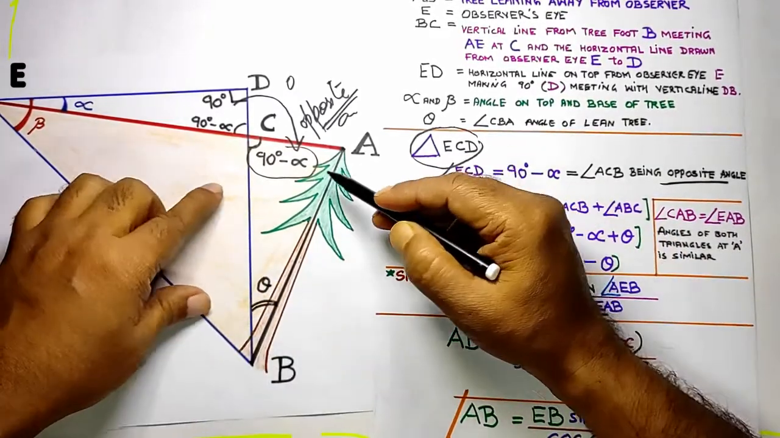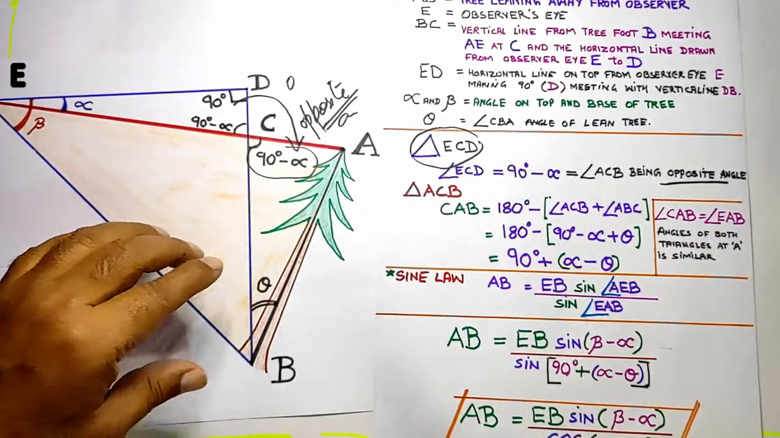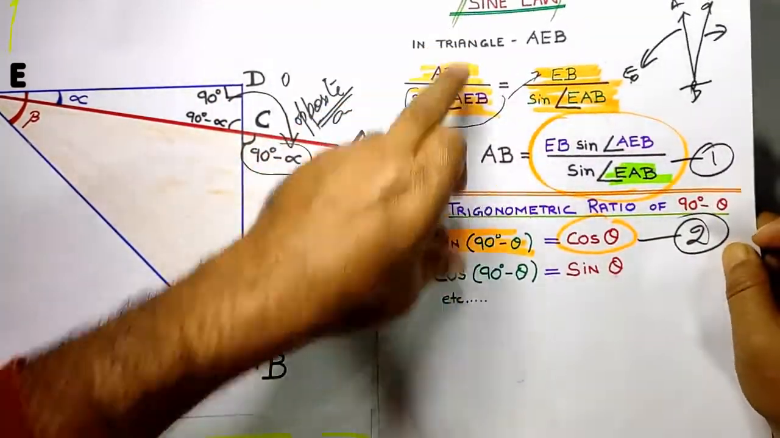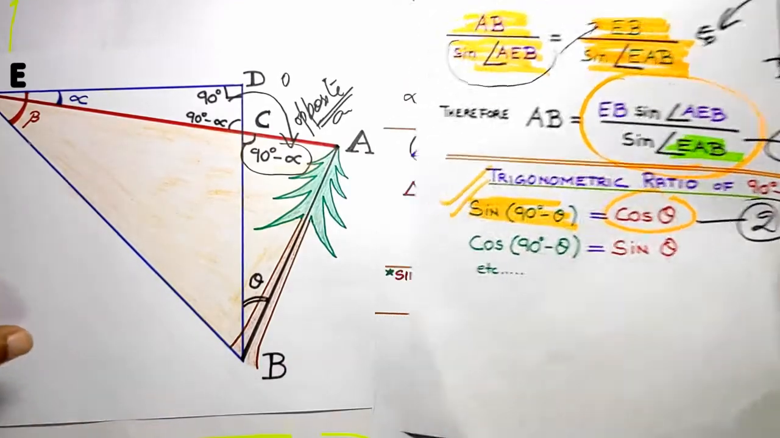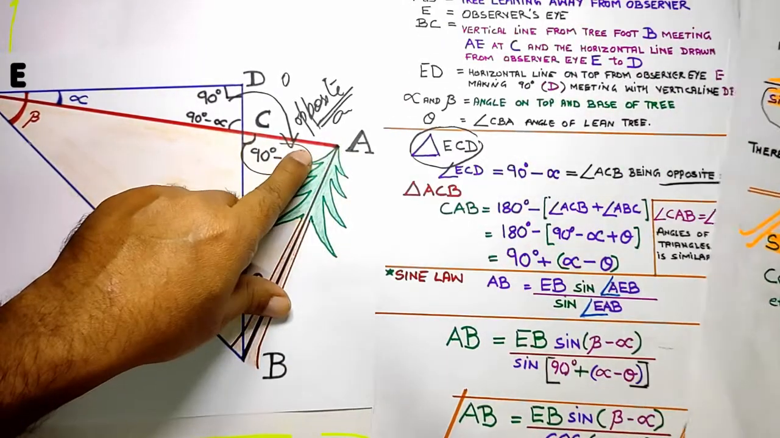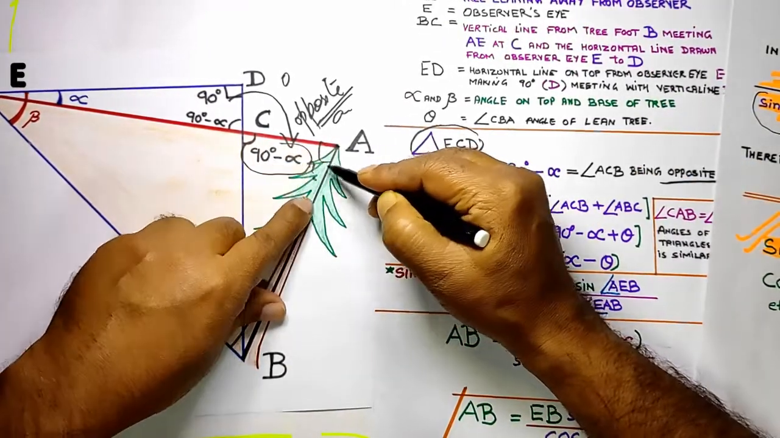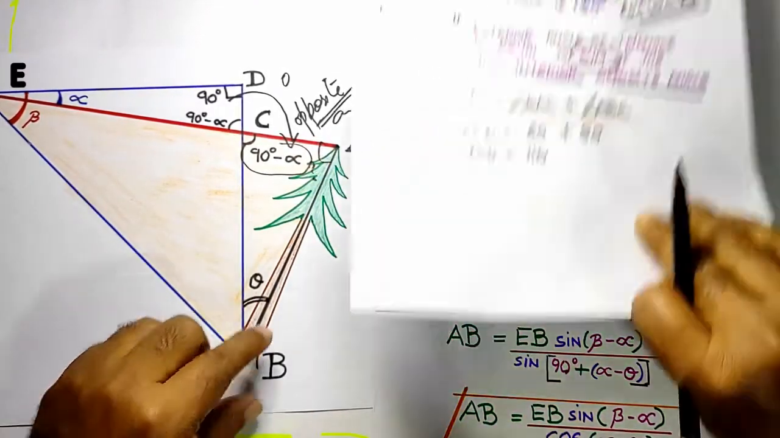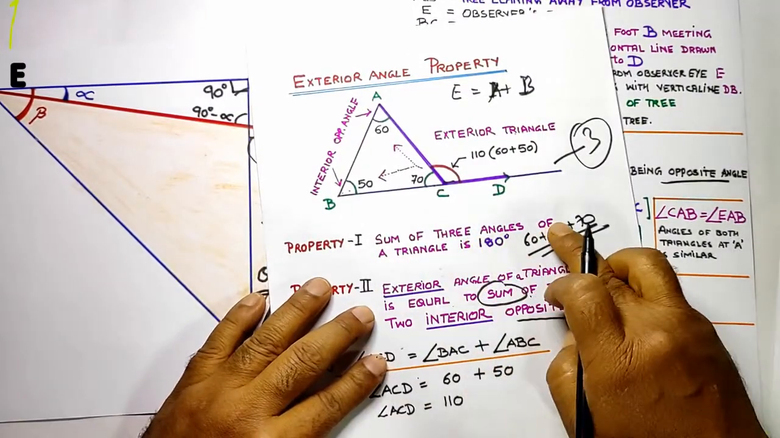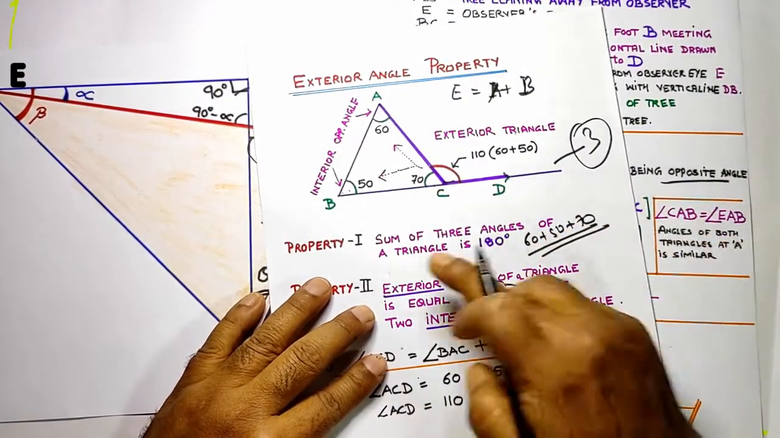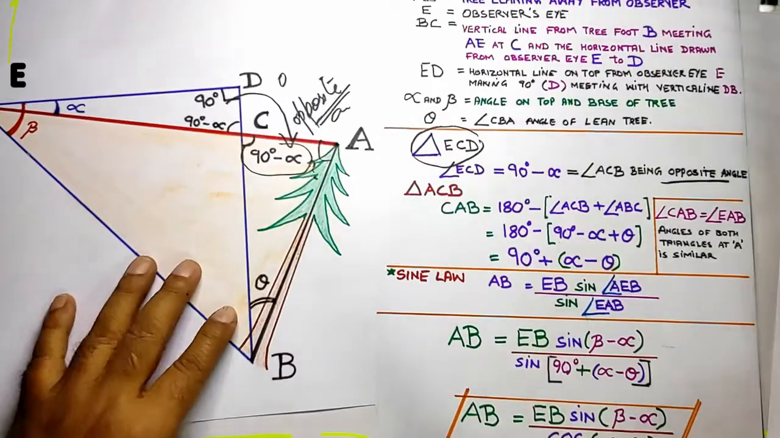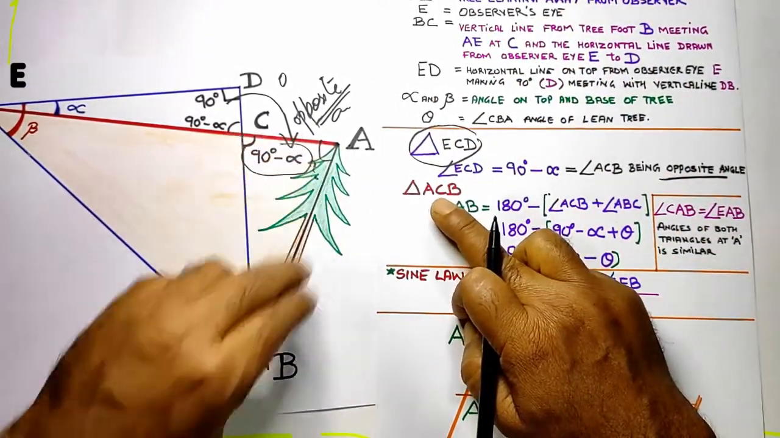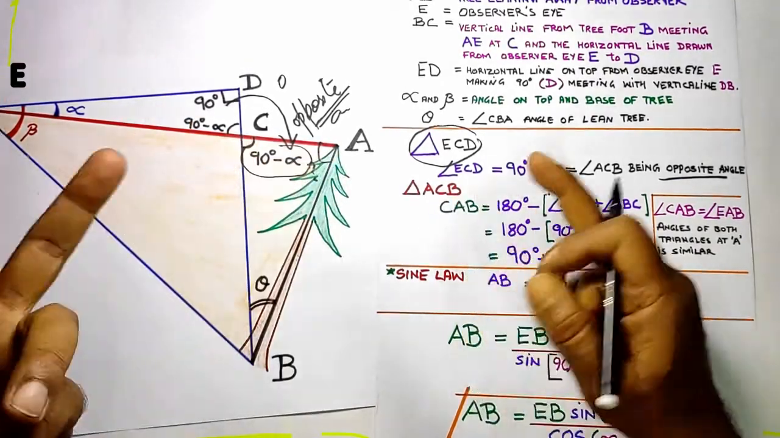Now our objective is what? Our main thing is EAB. To find, in the sine law, this EAB, how to get EAB? We don't know what this angle EAB is. So how to find this angle? Now we'll go to property 1. The sum of three angles of a triangle is 180. So we have to find CAB, or BAC, whatever you want to call it.